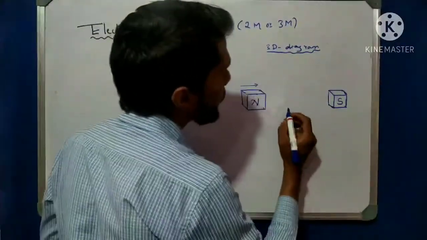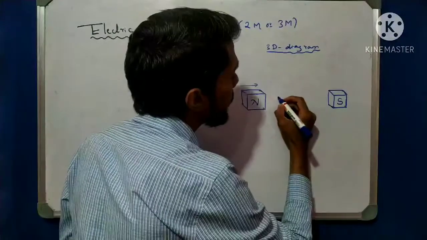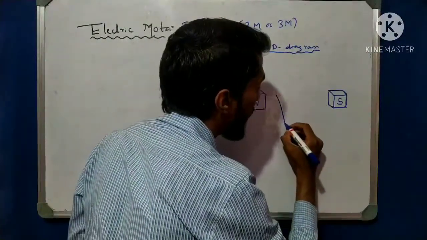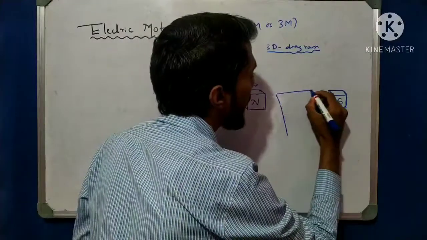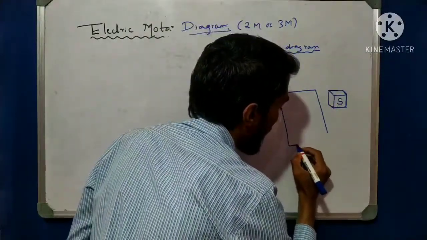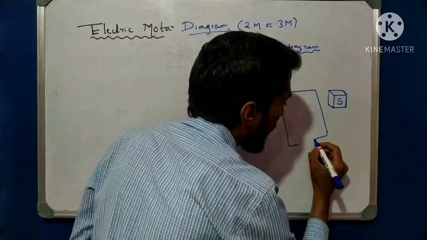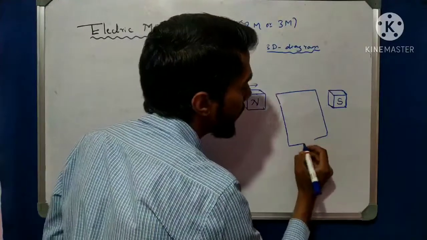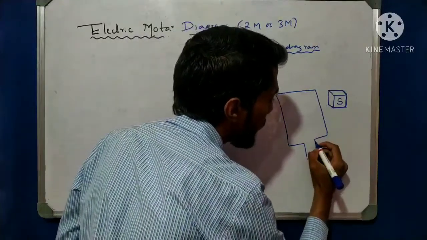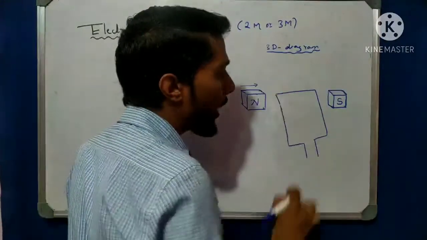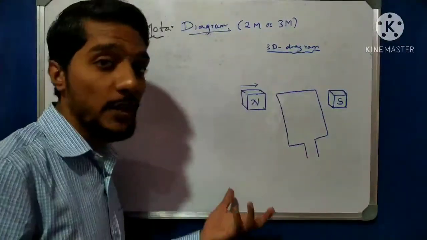Now I can draw a coil. The coil is in the form of a rectangle, like that. At the center I can open it, so I take it like that. It looks like a bottle. It is a rectangle. This is nothing but a coil, called an armature.